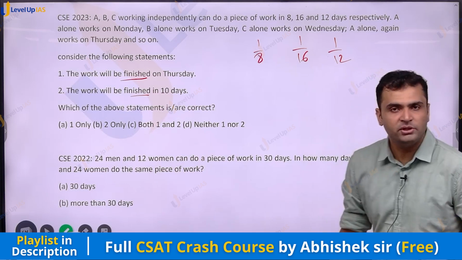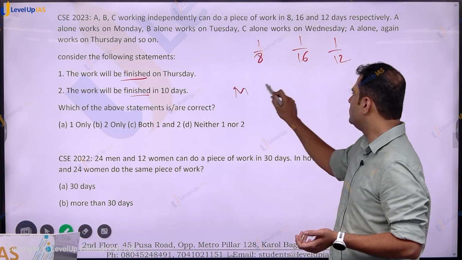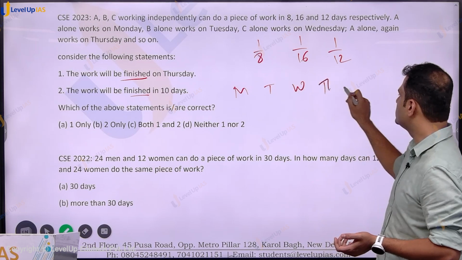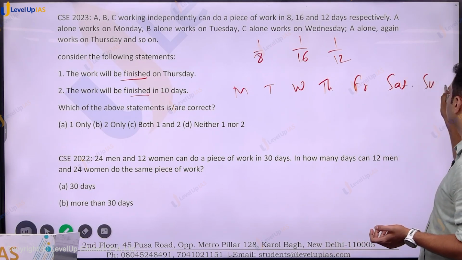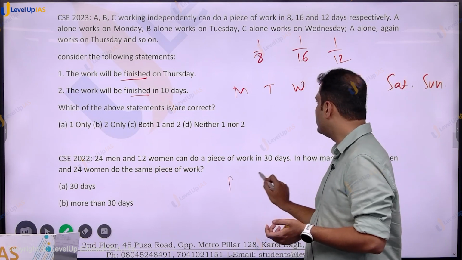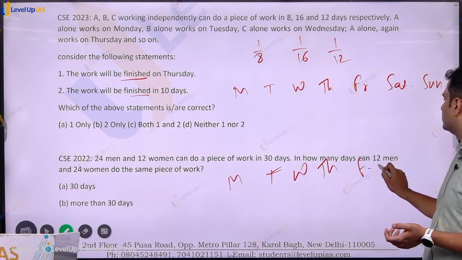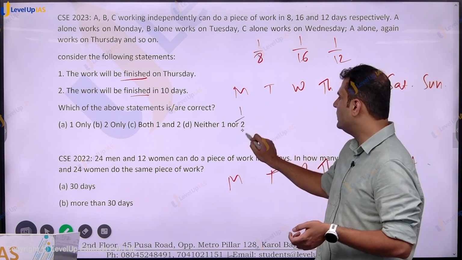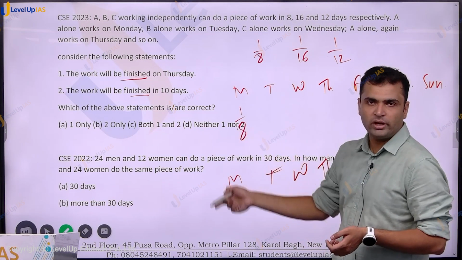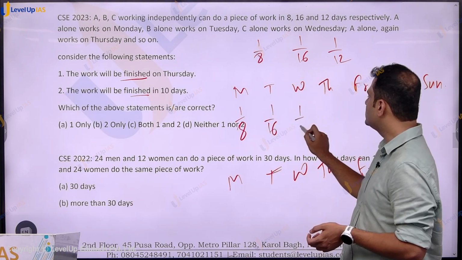We have to see when it will finish. So Monday, Tuesday, Wednesday, Thursday, Friday, Saturday, Sunday, then next Monday, Tuesday, Wednesday, Thursday, Friday, Saturday and so on. The work will keep going like this. On Monday only A will work and he will finish 1/8 work. On Tuesday B will work and finish 1/16 work. C will finish 1/12 work.